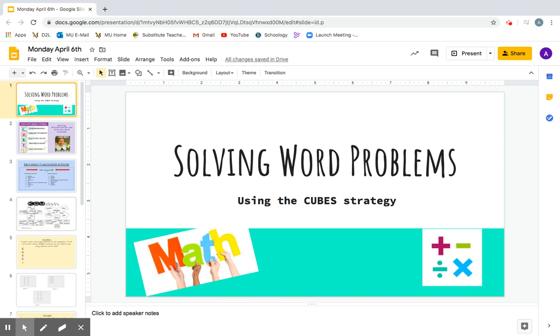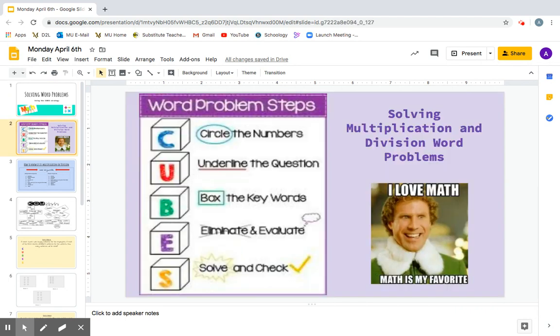Hi everyone. This week we are going to be talking about how to solve word problems, specifically multiplication and division word problems. I know you guys have already gone over the cube strategy, but I just wanted to review that a little bit before we dive into the multiplication and division word problems.